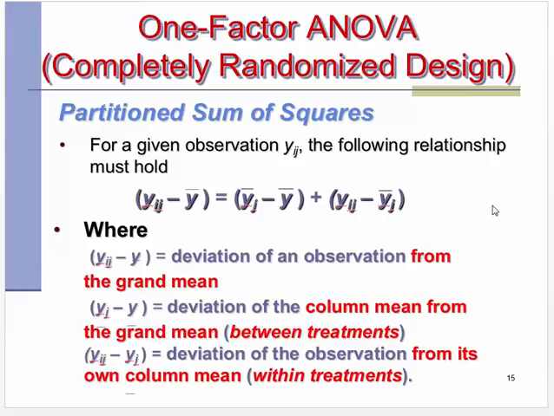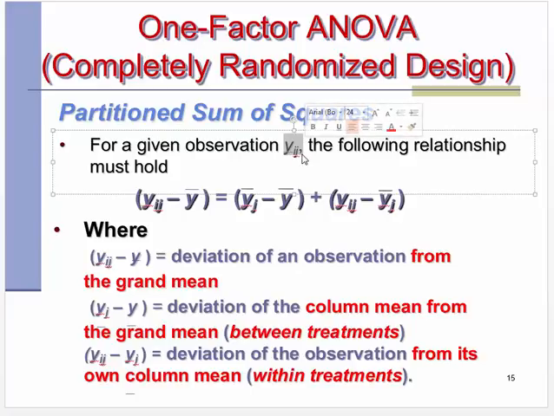How do we actually do the one-factor ANOVA? We do this by partitioning the sum of squares. For a given observation, in each observation y_ij, that's the ith row in the jth column, excuse me, the following relationship must hold true.